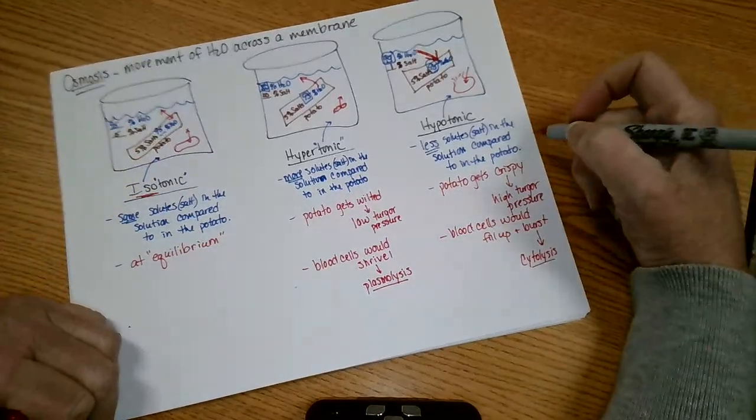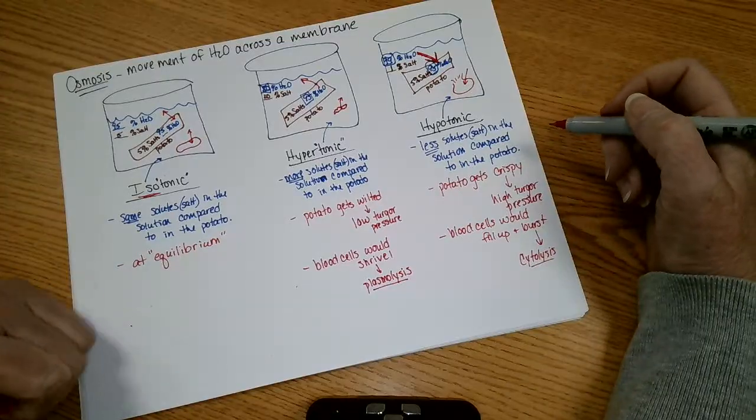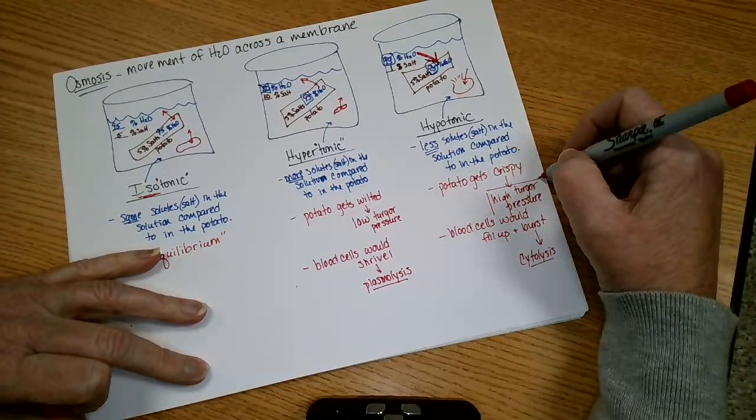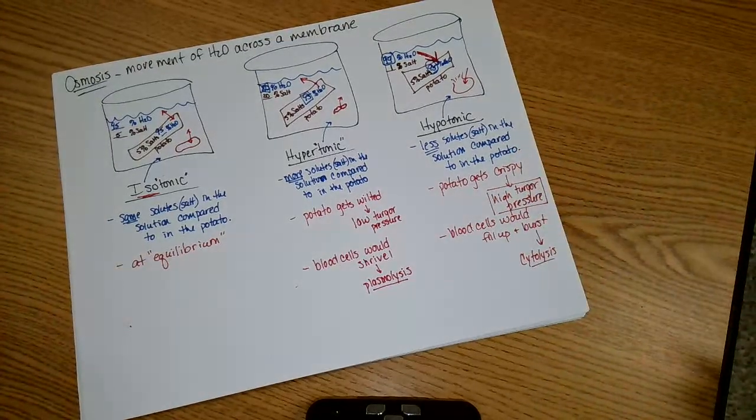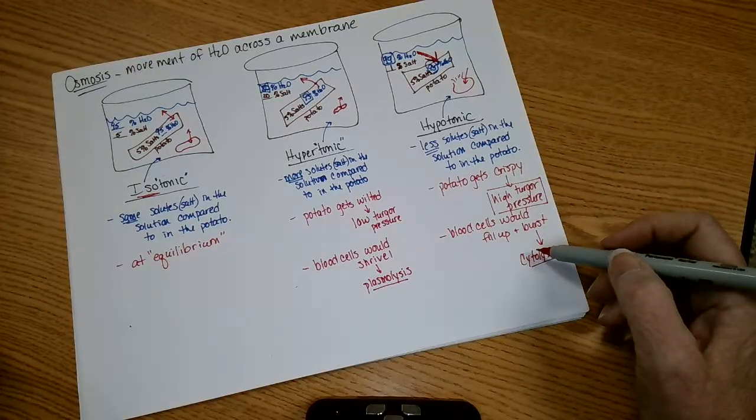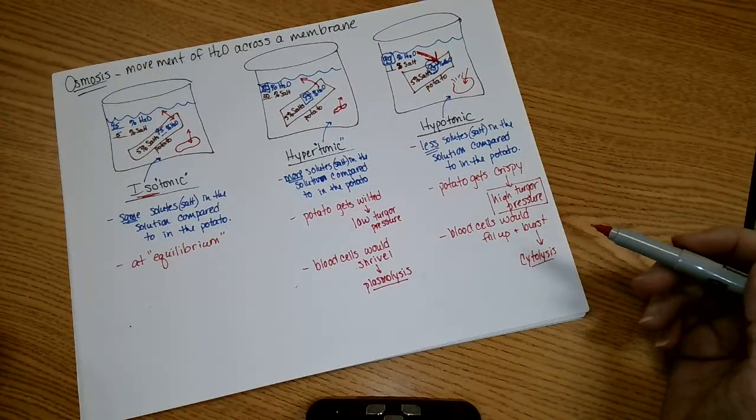Okay. Now in plants, why don't they burst? Because they have a cell wall around them. So that high turgor pressure, they have a cell wall that will prevent them from bursting. But an animal cell, we don't have cell walls. So our cells could burst.